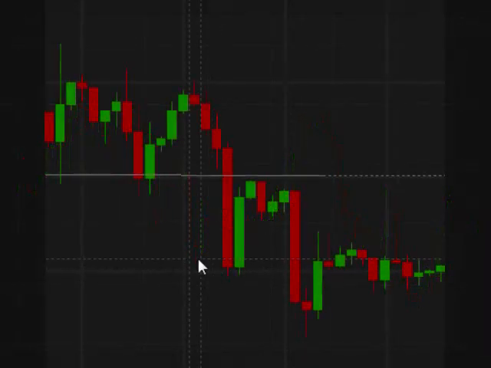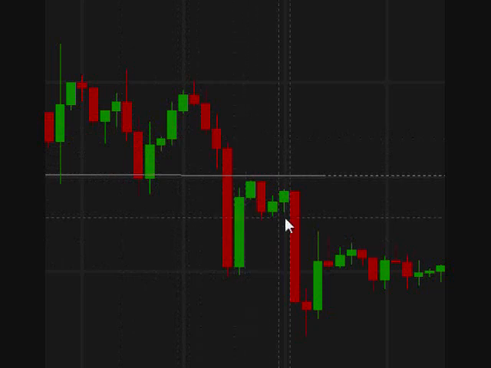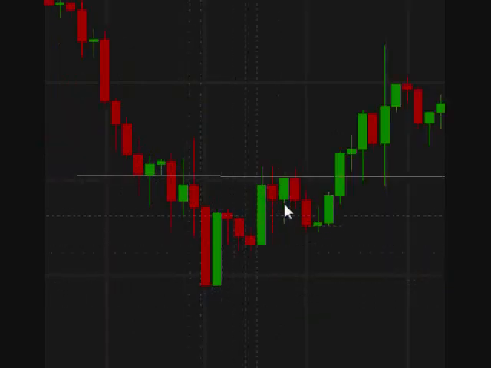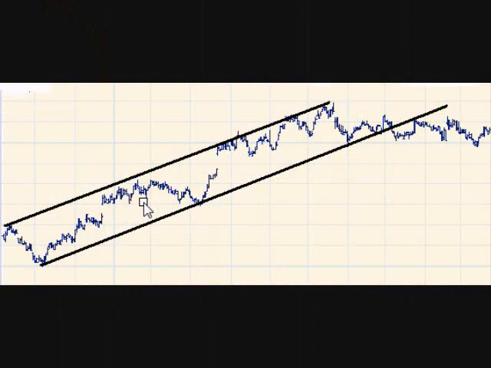Support and resistance works in both directions. When price breaks through support, it becomes resistance. When price breaks through resistance, it becomes support. When price is inside the walls of the channel, the walls help keep price inside the channel. When price breaks through the walls of the channel, the walls help keep price out of the channel.